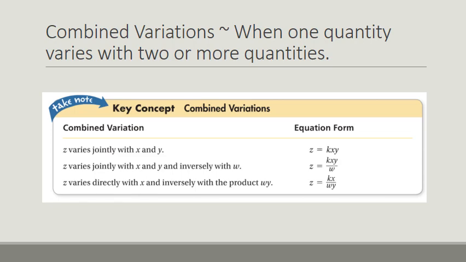So combined variation is when one quantity varies with 2 or more quantities. So we have jointly when you have 2 things varying directly. Jointly, z varies jointly with x and y and inversely with w. So we've got kxy divided by w. So here's another example. And then z varies directly with x and inversely with the product of w and y. So just some examples of combined.